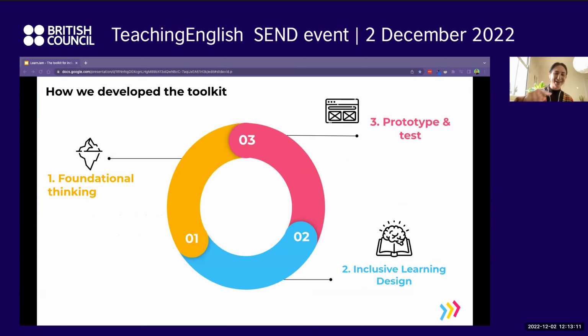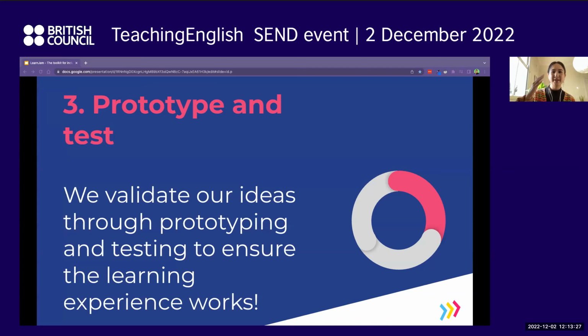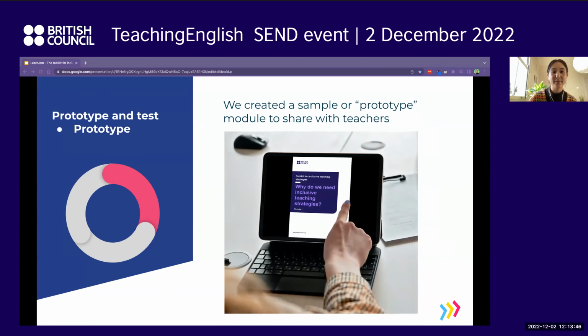Okay, so we've got this final wheel in the circle before we get into the toolkit itself. I just want to share one more part that we went through when developing the toolkit, which was prototyping and testing. We had our research, our ideas and theories, and we designed them up and put them into a prototype, which we then shared with a lot of people for feedback to see what was working before we created the toolkit in full. So we created this sample or prototype module and shared it with teachers.